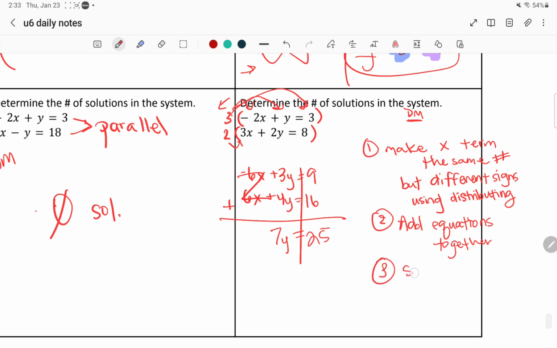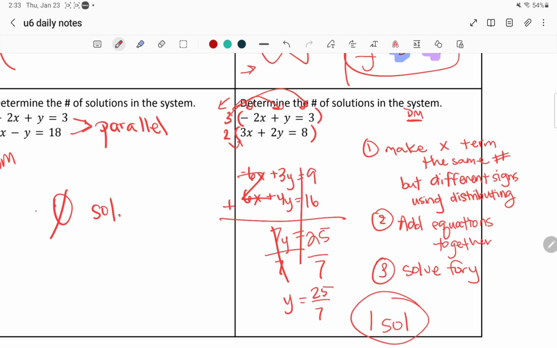Step 3 is to solve for y. I would divide by 7 on both sides, and I get y equals 25 over 7. I got y equals a number. That means I have one solution, because I got y equals one thing.